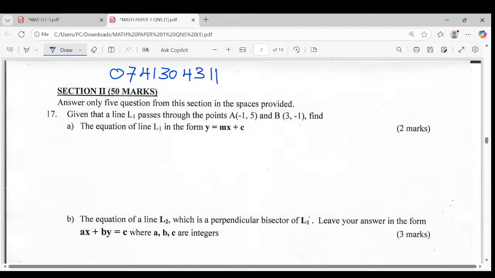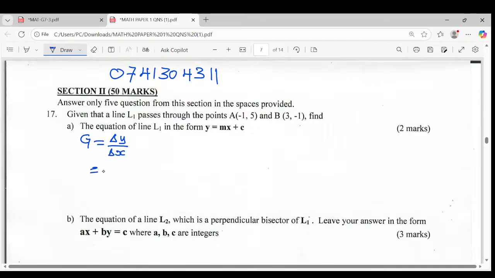So, dear learners, when you look at that question, first of all, you know that the line L1 is passing through points A and B. Let's first start by getting the gradient of our line. Our gradient is change in y over change in x.